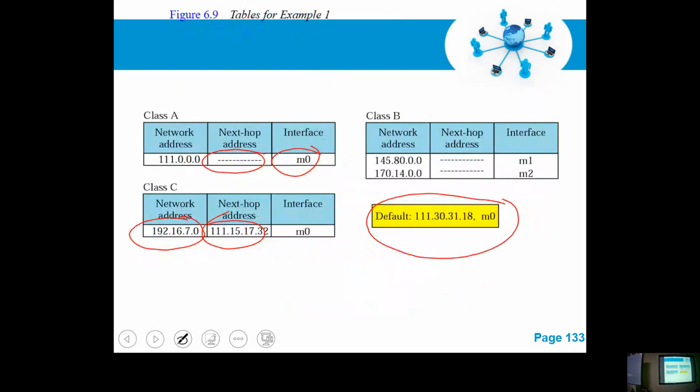Is it clear? In the exam, they can give some diagram and ask you to come up with this routing table. Or the reverse also: they can say, this is the routing table I have, come up with the corresponding diagram.